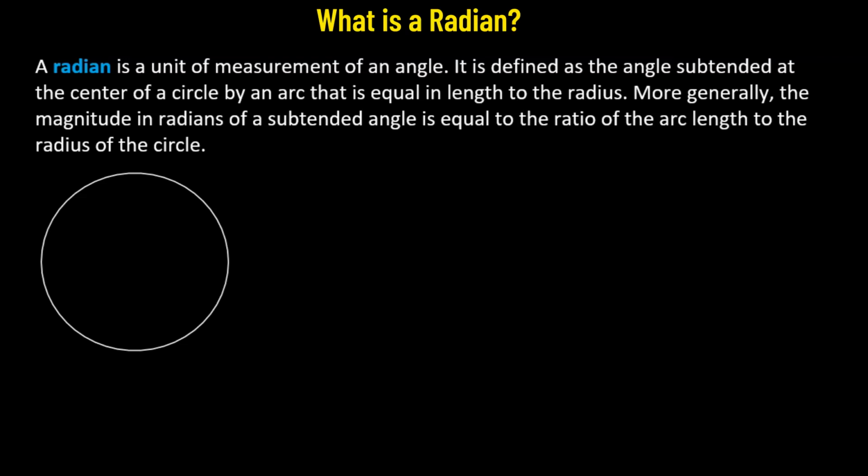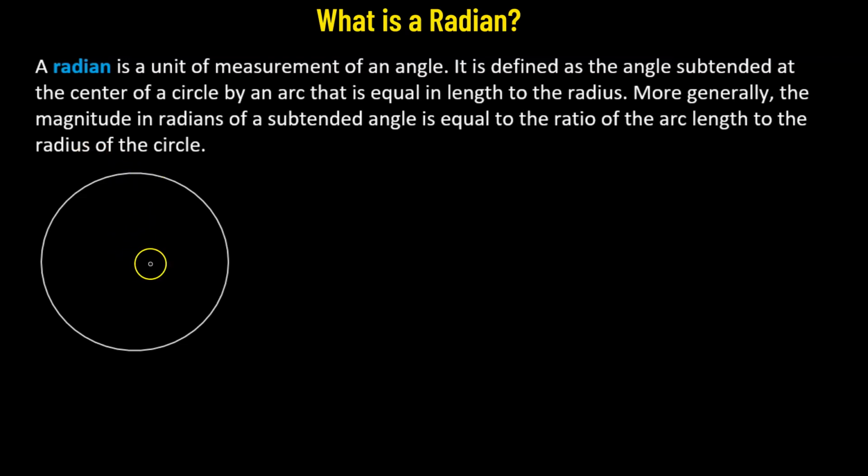Let's define a radian. A radian is a unit measurement of an angle. It is defined as the angle subtended at the center of a circle by an arc that is equal in length to the radius. More generally, the magnitude in radians of a subtended angle is equal to the ratio of the arc length to the radius of the circle.